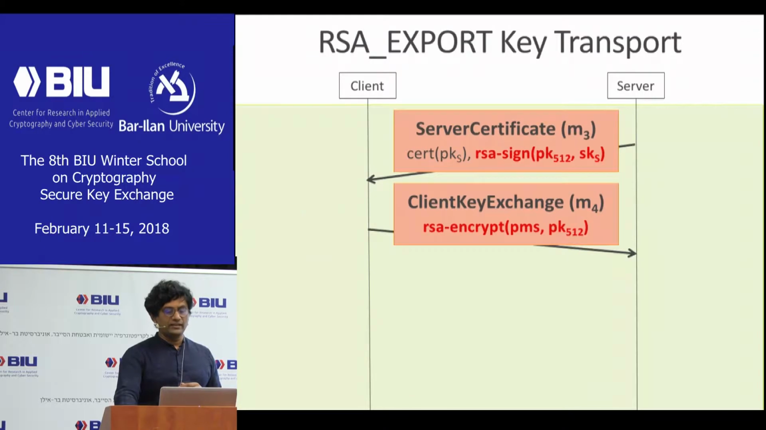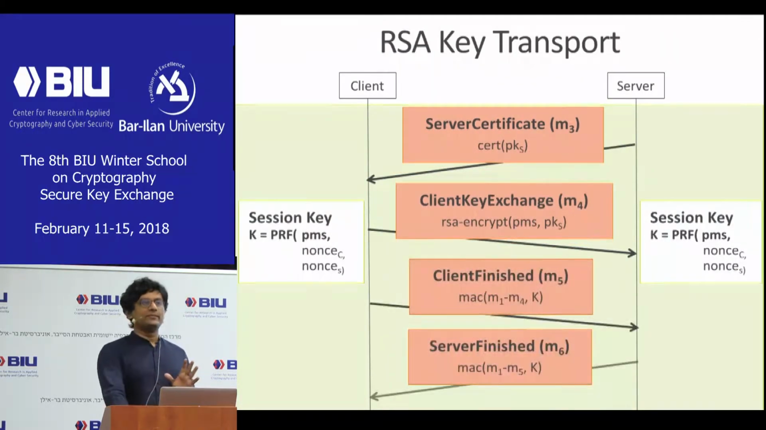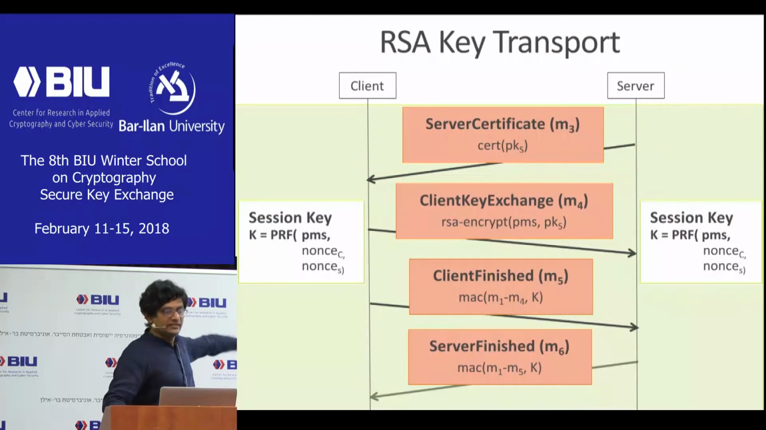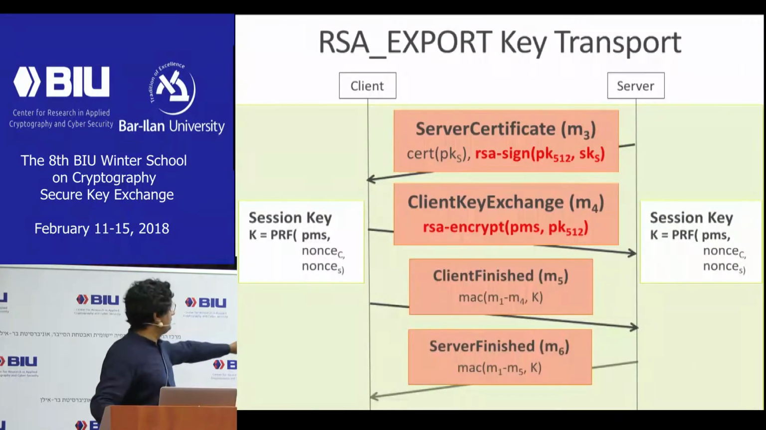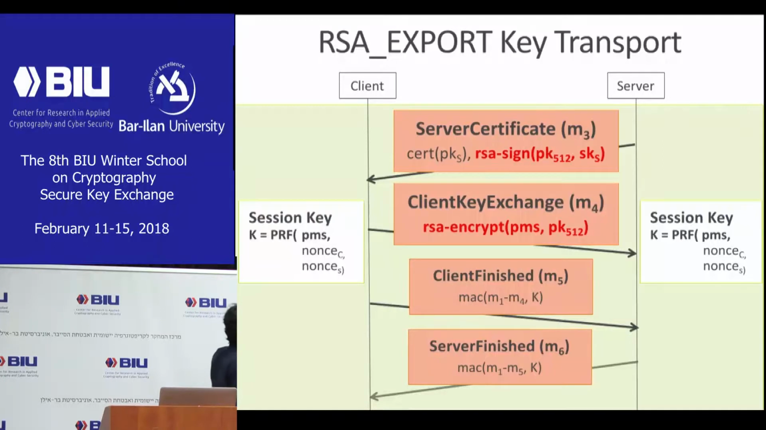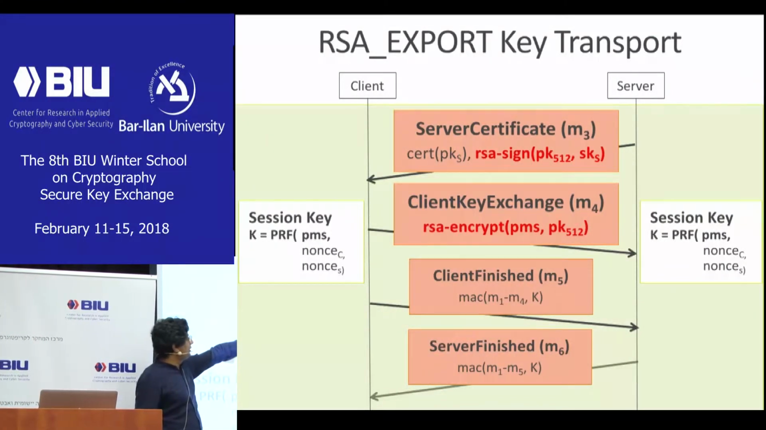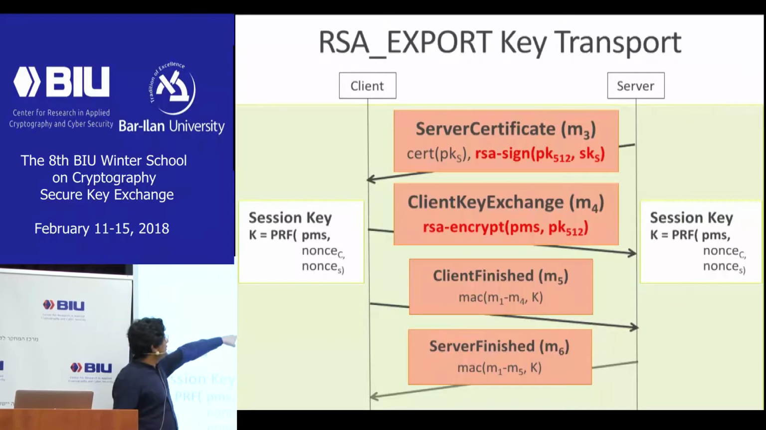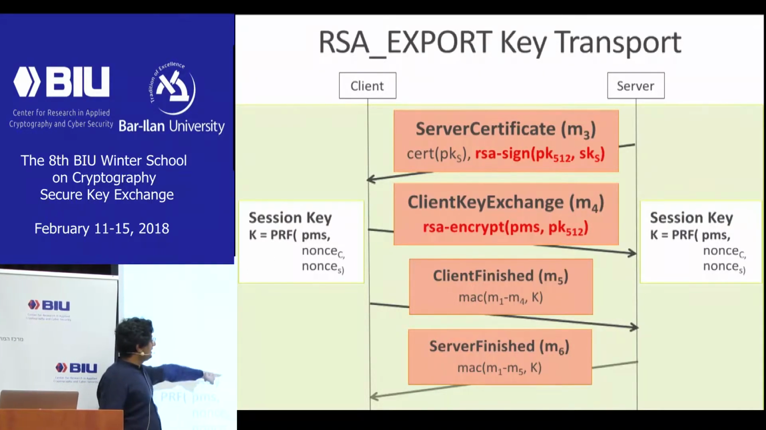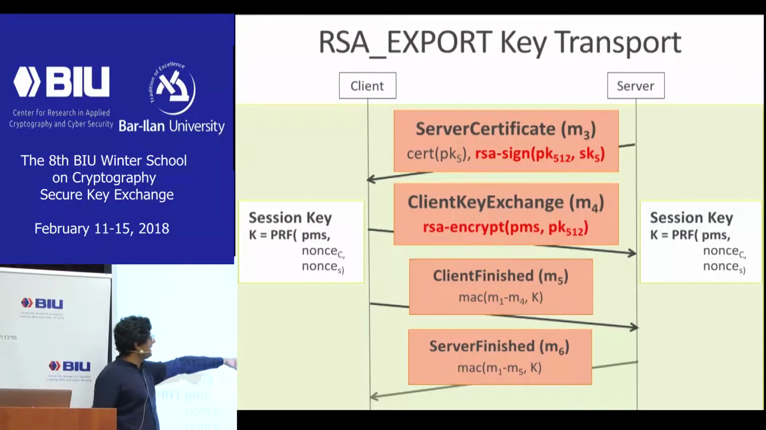So this is your RSA. Okay, let's look at what export does. This is the RSA handshake. We looked at it many times before. The export handshake is slightly different. In RSA export, the server has a 512-bit public key, which it has generated at startup time. It's going to sign its 512-bit public key and send it over to the client. And then the client is going to encrypt the PMS against the 512-bit public key.